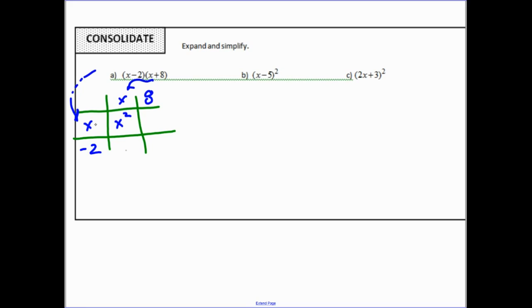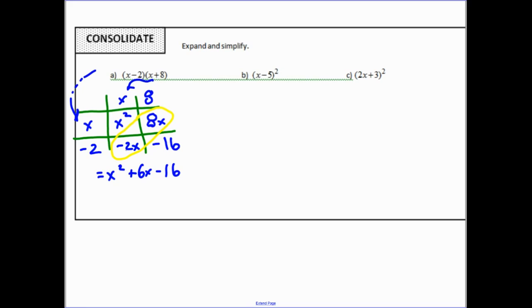So x times x is x squared. Over here, x times 8 is 8x. And then negative 2 times x, they meet here, is negative 2x. And negative 2 and 8, they meet here, is negative 16. And then we always said, these middle terms are common terms, so they can add. So this one doesn't have any common terms, so it's x squared. The next one is 8 minus 2 is 6x, and then negative 16.